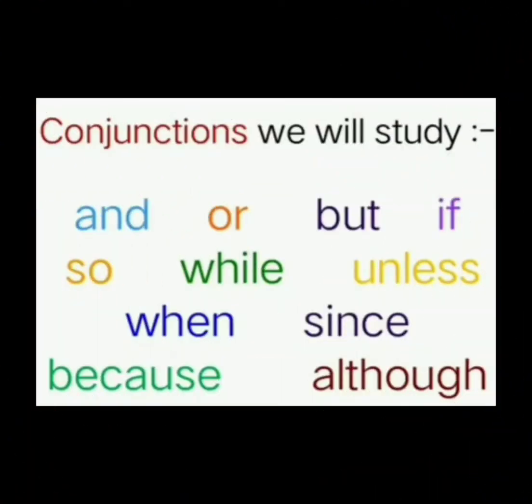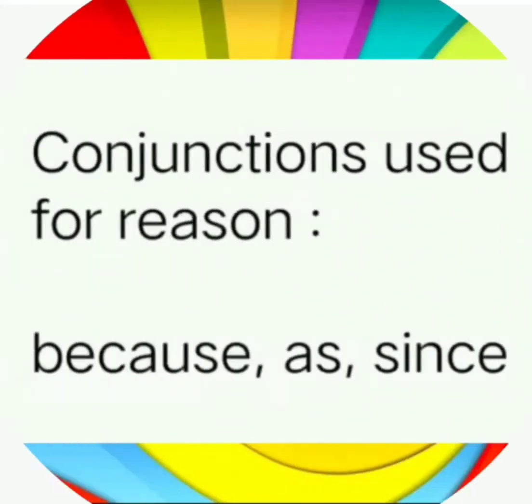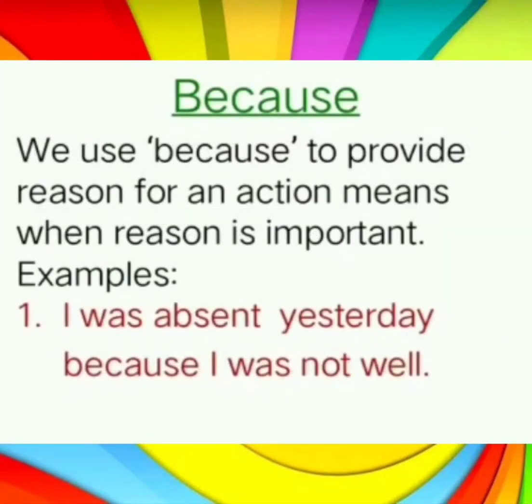Now we'll study some more conjunctions like if, so, while, unless, when, since, because, although. Let us study the uses of these conjunctions. Conjunctions used for reason, that is because, as, since. Because is used to provide reason for an action, means when reason is important. Example, I was absent yesterday because I was not well. So here in this example, the reason is important.